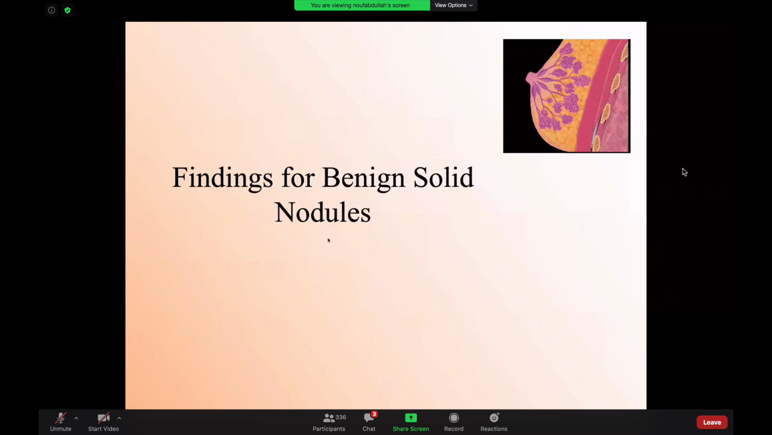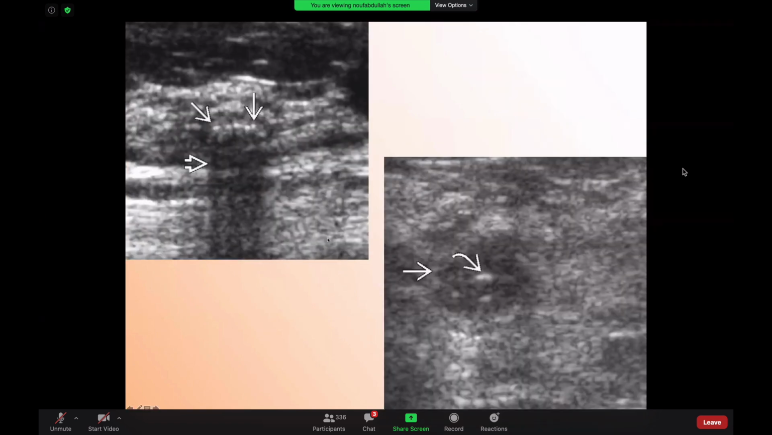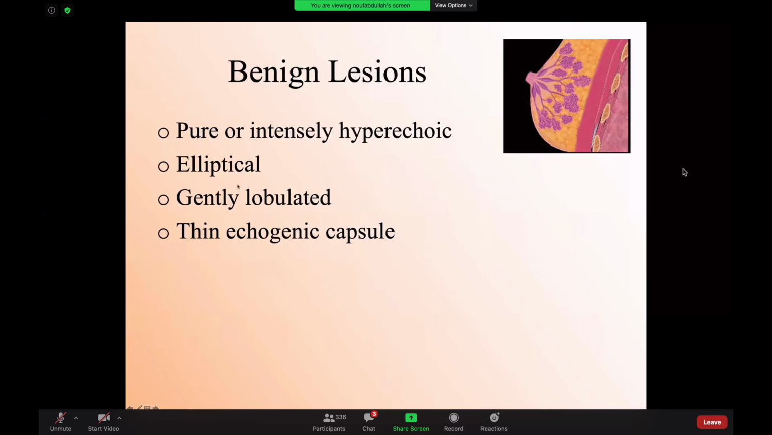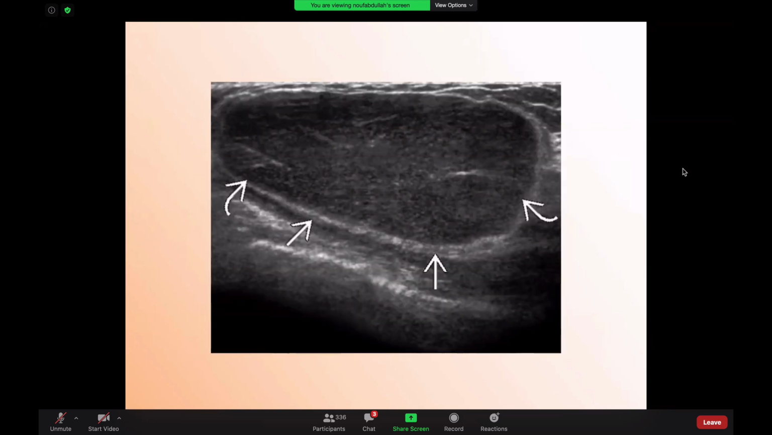If it has a thin echogenic capsule, it is benign. So you have to memorize these, because once you see these features, you're probably dealing with a probably benign lesion, a BI-RADS 3. So this is a typical example.